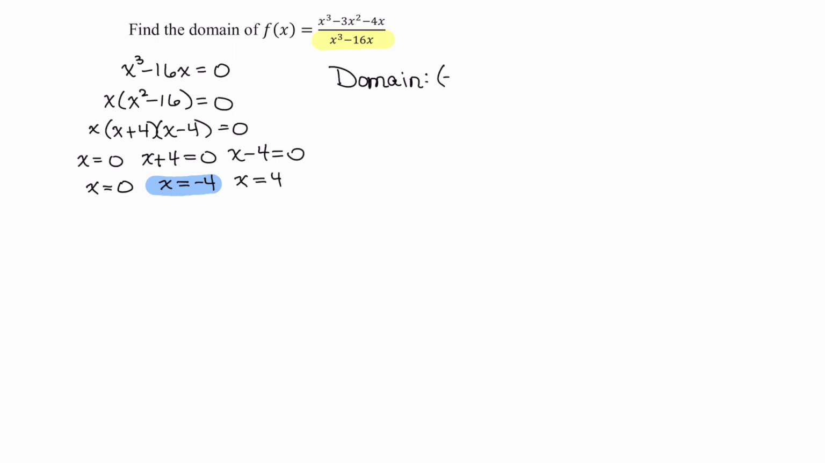So we are going to go negative infinity to negative 4, put a parenthesis on that to show that you can't include negative 4, union, pick up on the other side of negative 4, comma, the next number in line in size is our 0. So then we'll go negative 4 to 0, parenthesis, union, pick up on the other side of 0, off to 4, parentheses, union, and then pick up on the other side of 4 and off to infinity. And that's the domain of this rational function.